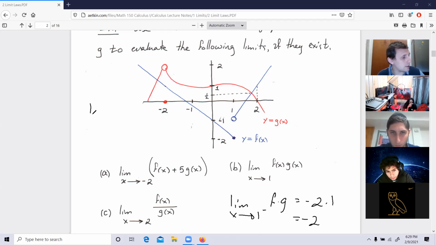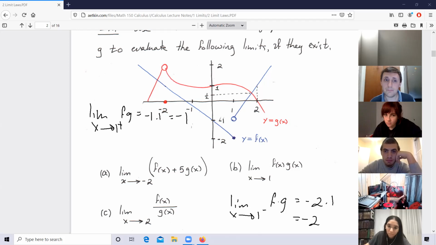But if I take the limit as x goes to 1 from the right of f times g, f approaches -1, and g still approaches 1, so the answer is -1. Left and right hand limits do not agree. Therefore, the limit does not exist. Good?